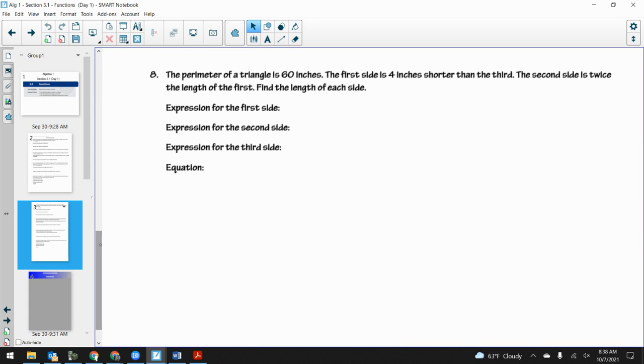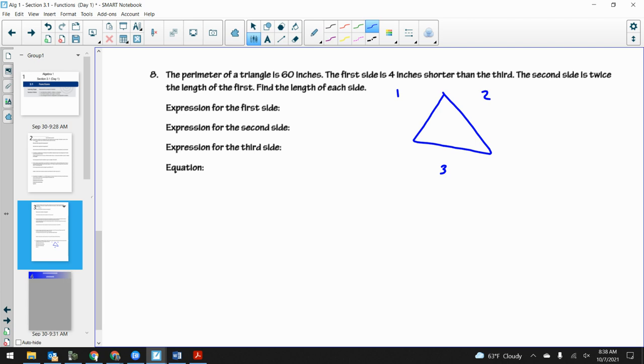All right, let's start with number 8. Here we go. The perimeter of a triangle, just like we had yesterday. You got a perimeter of a triangle equaling, looks like 60 inches. So the first side, let's label it. This is side 1, side 2, side 3. The first side is 4 inches shorter than the third side.